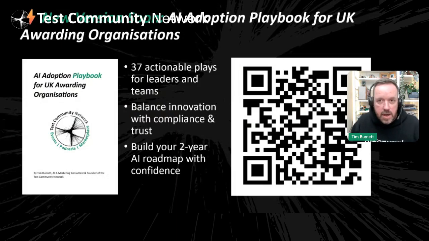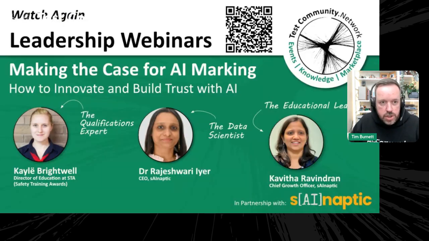If you've not already got a copy of the AI adoption playbook, then get edition 1. I do want to bring out edition 2 very soon. There's loads more that I've picked up along the way on my journey, working with awarding organizations, businesses, vendors, and all sorts. So lots to get across.